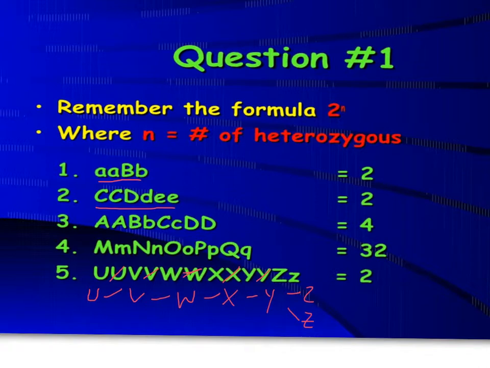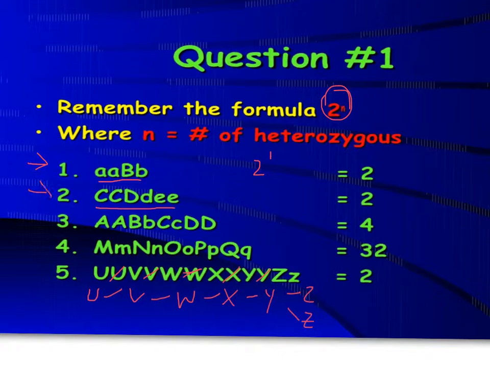Now a quick way we can determine if we have written out all of the possible gametes is going to be to use this formula right here, 2 to the n. Now n is the number of heterozygous. So if we look at number 1, we'll notice that little a is homozygous, big B, little b is heterozygous. So we would take our formula 2, and of these we only have 1 that would be heterozygous, so 2 raised to the first power, we would have 2 gametes, little a, big B, and little a, little b.